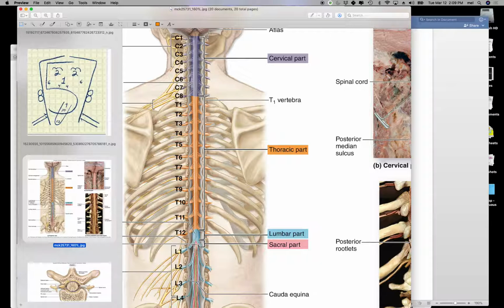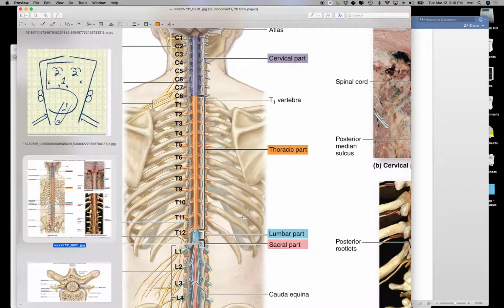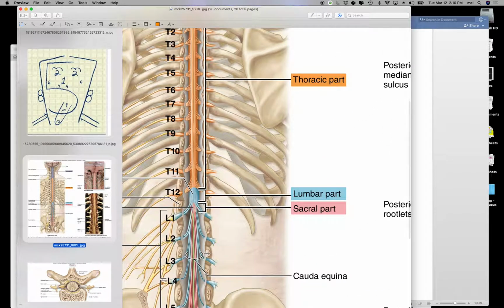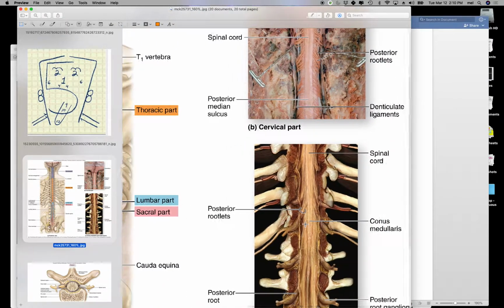Does that make sense? Now, I realize that it's not demonstrably larger in this picture, but it is actually noticeable in an actual specimen. You can see a little chubby portion of the cervical, and then it gets narrow, and then it gets chubby again at the end. So that's the cervical enlargement and the lumbar enlargement. Okay, now the spinal cord proper ends at a cone, and it's called the conus medullaris. So watch here so I can show it to you, okay?